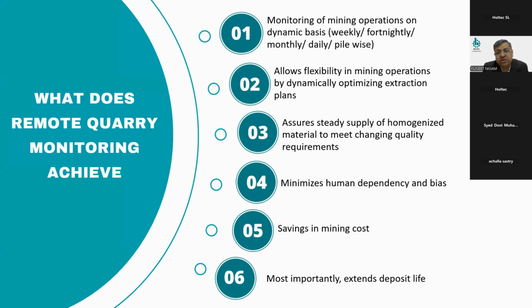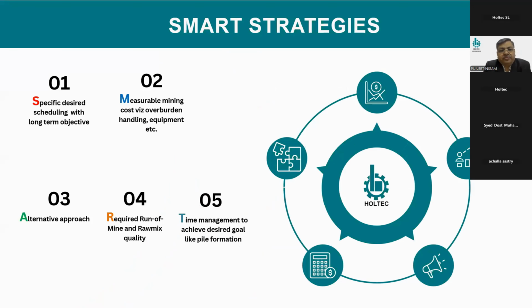Then there is assured steady supply of homogenized materials to meet changing quality requirements. Now we have to meet the requirement of homogenized material with minimum standard deviation for the plant people. Then minimize human dependency and bias. And of course, when we follow all these management tools, we have savings in mining operations. And more importantly, if we have consistent quality, our deposit life will increase, and it lowers the cost of the mines and saves revenue.